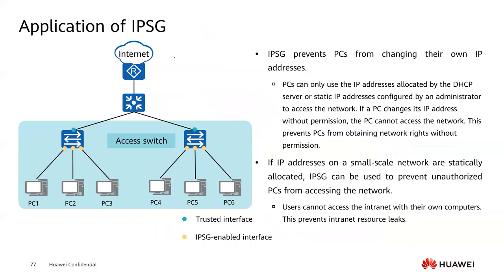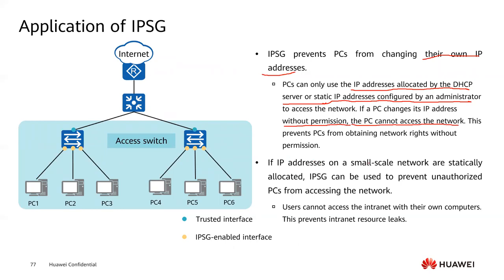Now let's look at what the application of the IPSG is. IPSG prevents PCs from changing their own IP address. PCs can only use the IP address allocated by the DHCP server or a static IP address configured by an administrator to access the network. If a PC changes its IP address without permission, the PC cannot access the network. It means that even if you move the PC from one port to another port, your access will fail, right?